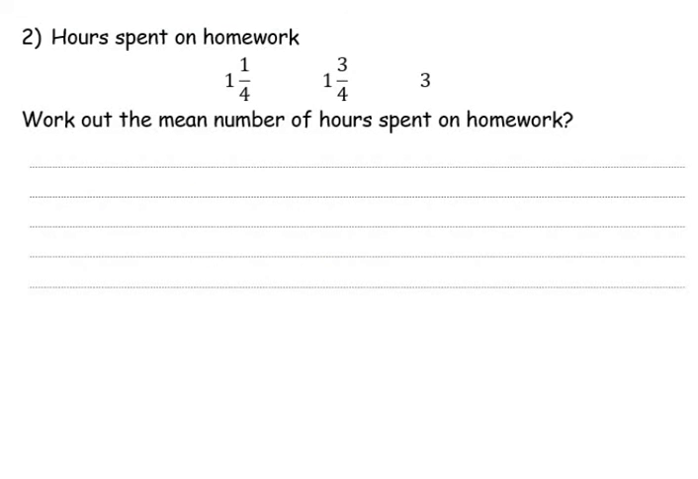So the next question, it says hours spent on homework, and we have an hour and a quarter, 1 hour and 3 quarters, and 3 hours. Work out the mean number of hours spent on homework. This is a little bit trickier because it involves these fractions. But if we add up the whole numbers first, it can make things a little bit easier for us. So we can do 1 add 1 add 3, which is equal to 5.